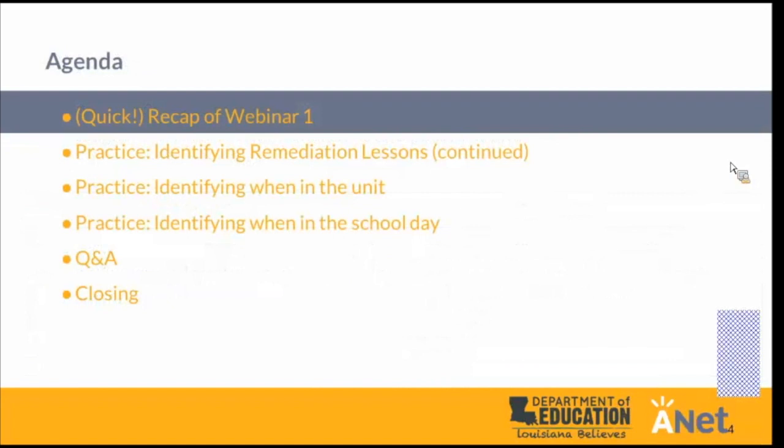Here's our agenda for today. We'll start with a quick recap of yesterday's content in case there's some people joining us today who weren't able to attend yesterday. And then we'll be doing lots of practice to identify the remediation lessons and talk about when these might occur.